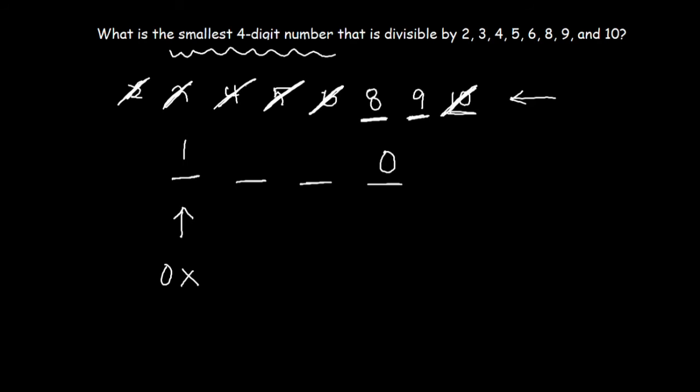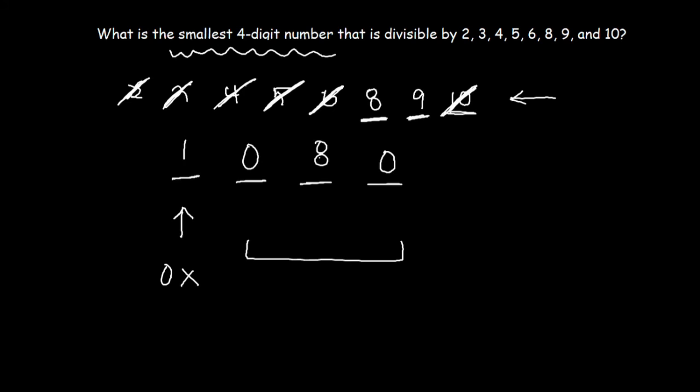Alright, what makes a number divisible by 8? If the last 3 digits, which means when I talk about the last 3 digits, I'm talking about, since this is a 4-digit number, the hundreds, tens, and ones digits. Those numbers have to be divisible by 8. And the divisibility rule for number 9 is that the sum of the digits is divisible by 9.